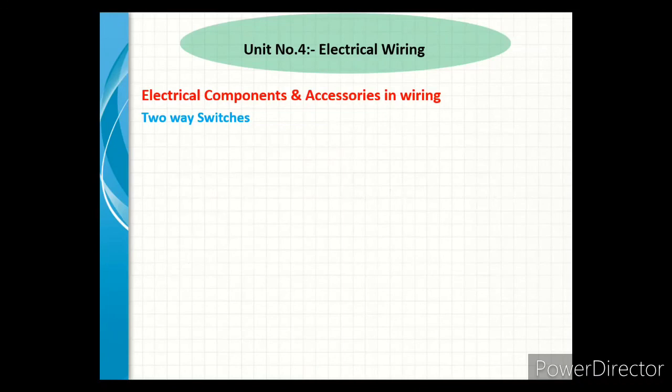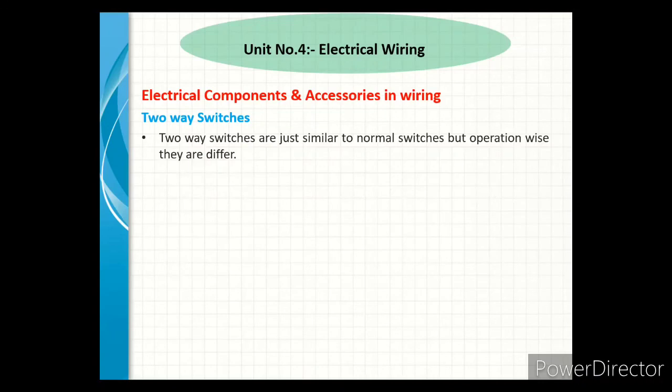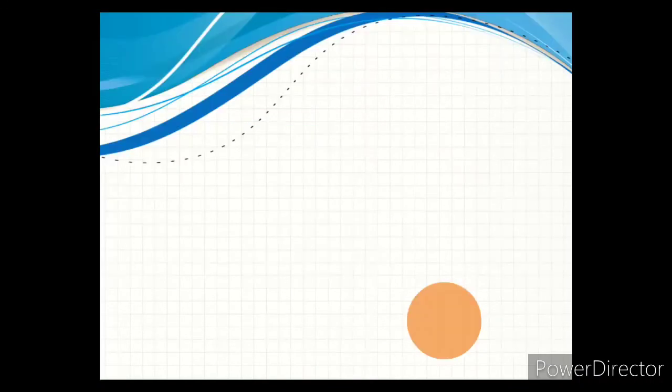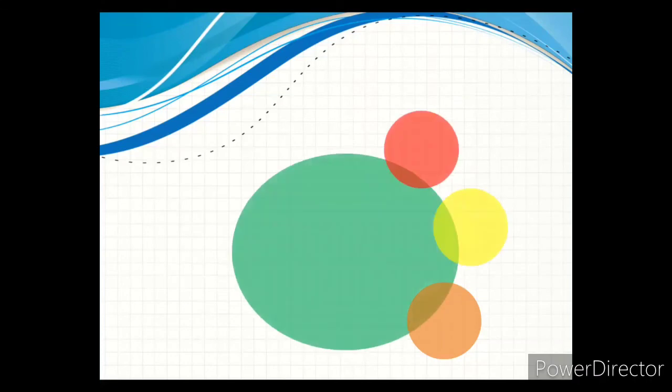Our next component is two-way switches. Two-way switches are just similar to normal switches, but operation-wise they are different. These switches are used to operate a light from 2 different places. The different types of electrical wiring system.